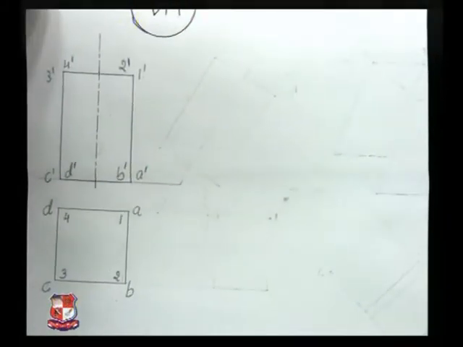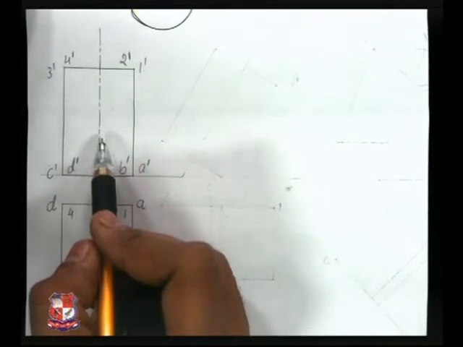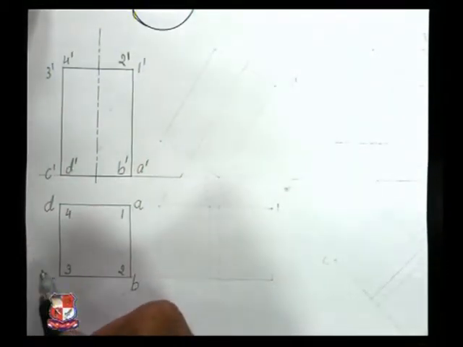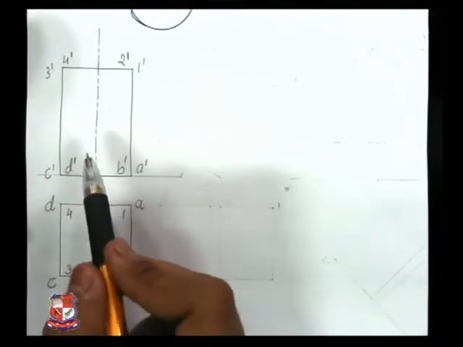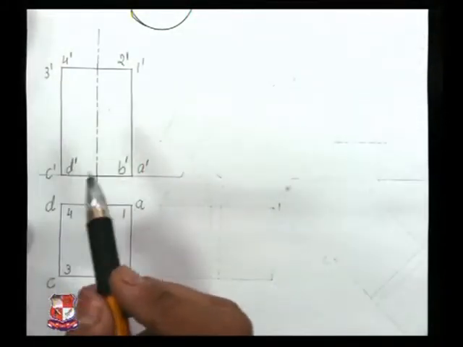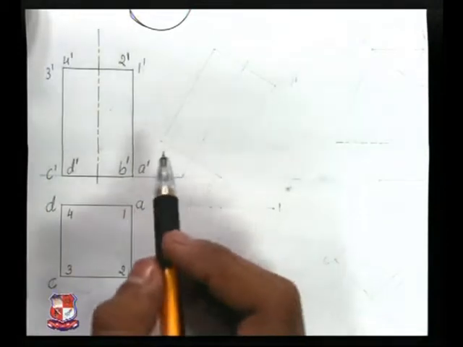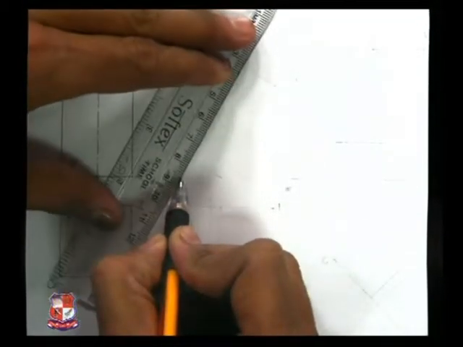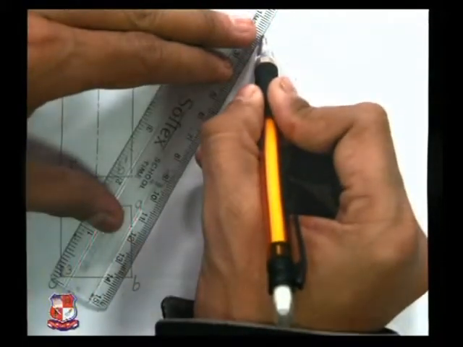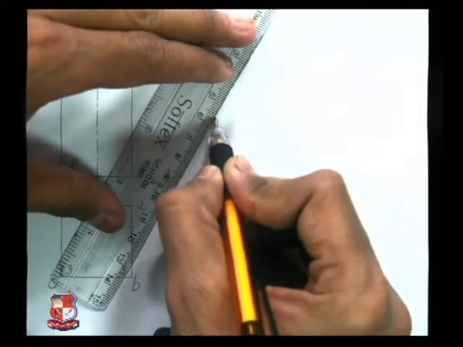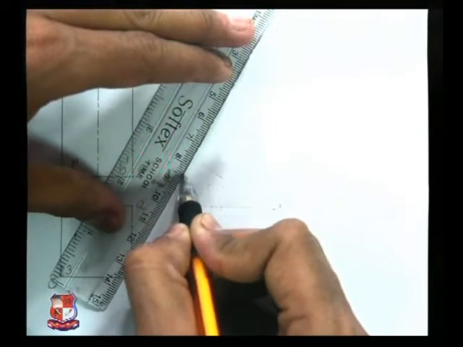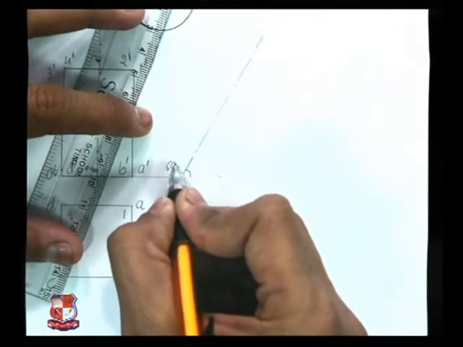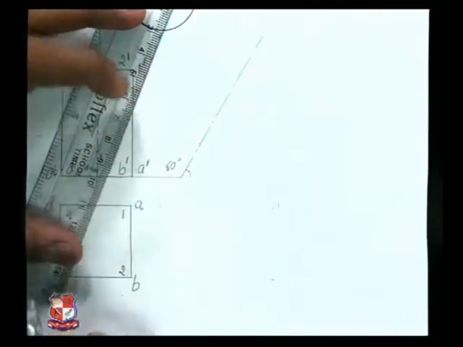Now it is given that this prism is tilted such that its base makes an angle of 30 degree with HP, or axis makes an angle of 60 degree with XY line. So we have to redraw this rectangle in such a way that this axis makes an angle of 60 degree with XY line. So we can draw here axis at an angle of 60 degree with XY line like this. This axis makes an angle of 60 degree with XY line.